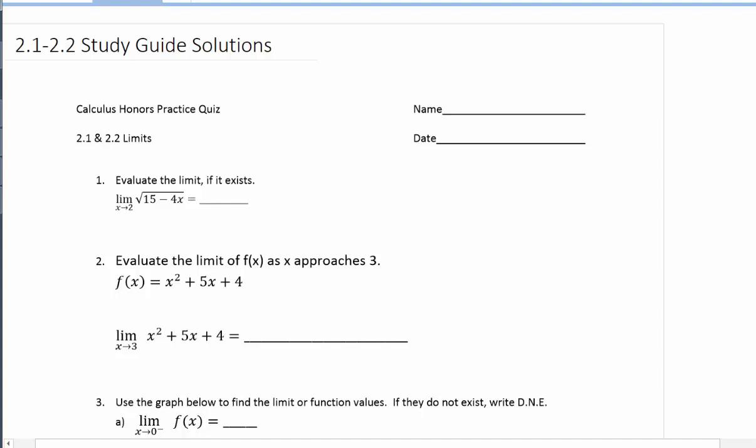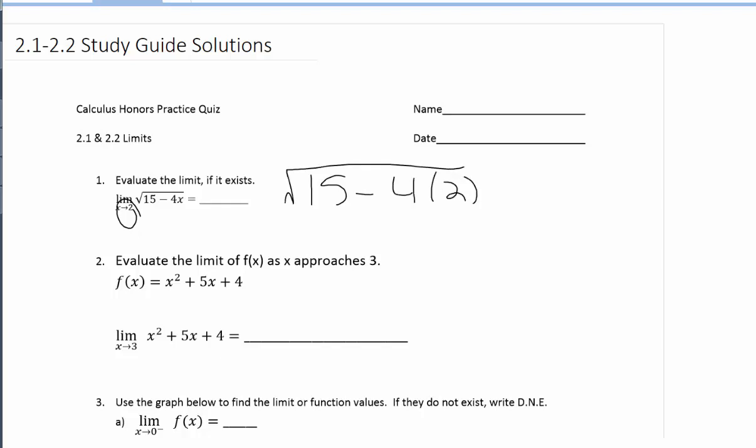Okay, so here's the solutions guide for the 2.1 and 2.2 study guide. First of all, let's do a simple limits problem, okay? Now, not all these are very complicated. Anytime you can, just try to plug it in. See how it's the limit as x approaches 2. Always try to just plug in. See if you can legally put that into the x and evaluate that thing.